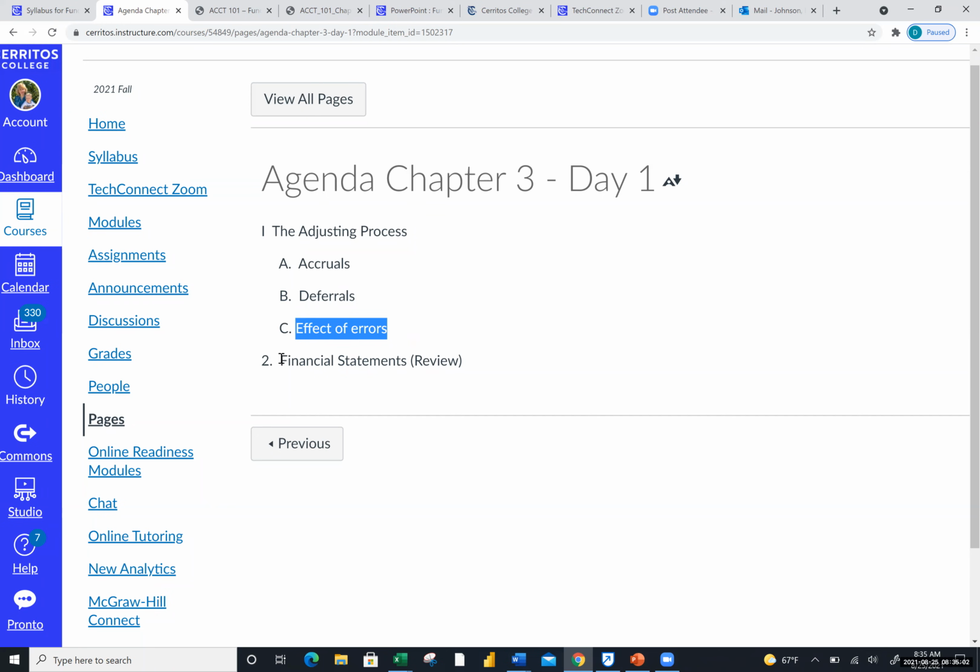And then I think we'll probably wait until the next class to go over the review of the financial statements. We'll see how much time we have today. But my focus for today's class is going to be on the adjustment process.